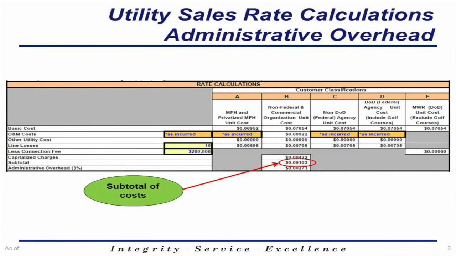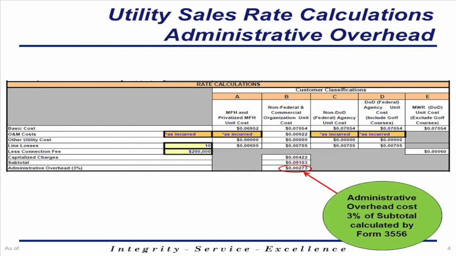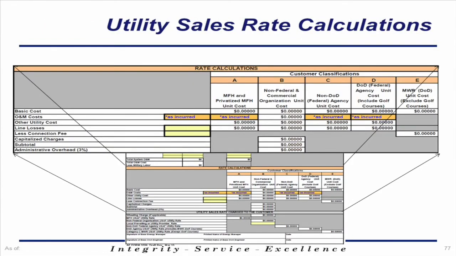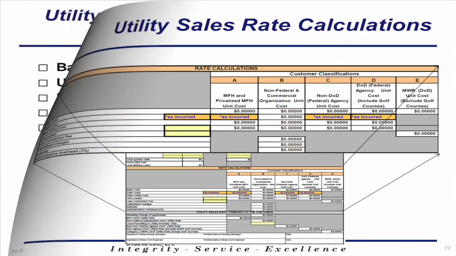Let's go to slide 74. Here's the electric service example once more. You can see the subtotal of all costs is calculated, and then on the line below that, the 3% of the subtotal is calculated by the 3556. We have 5 classes of customers, and this section of the form shows the rates calculated for each of those customer classes. Here's a blank form, 3556, and you can see the details on utility rates charged to the customer.